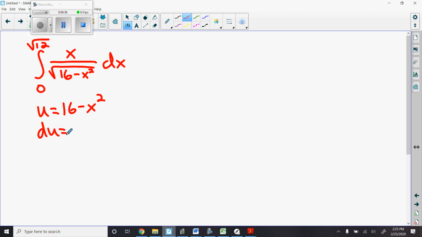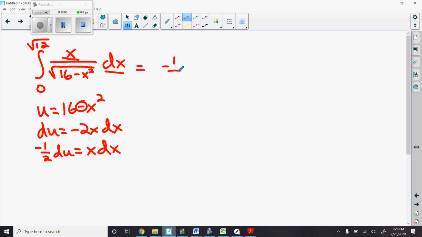Du then, here's where we need to be careful with this negative, right? My du is negative 2x dx. And I need to make it match x dx. So I'm going to do that with a negative half. It's going to equal x dx. Again, I'm just going to rewrite this integral. I'll put my negative half up front. I'll put my du at the back. That's taking care of the x and the dx.